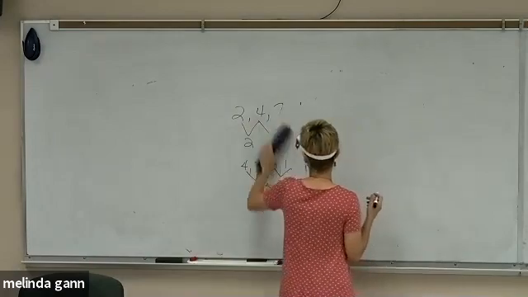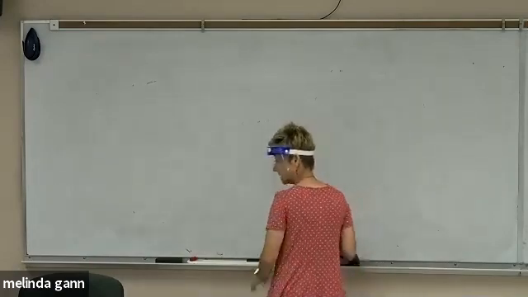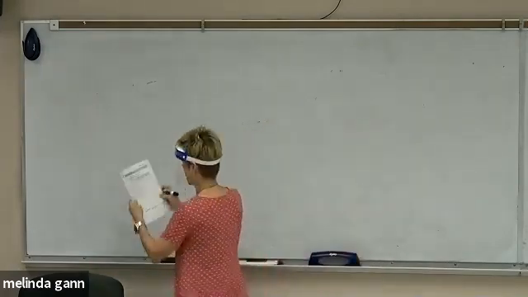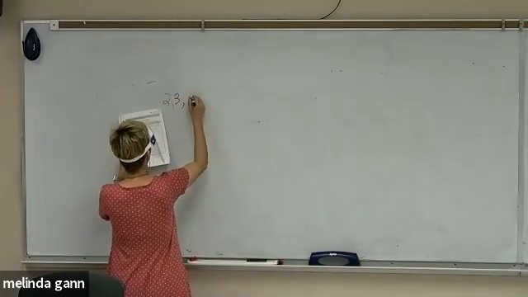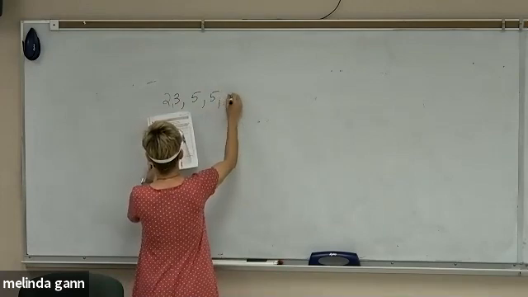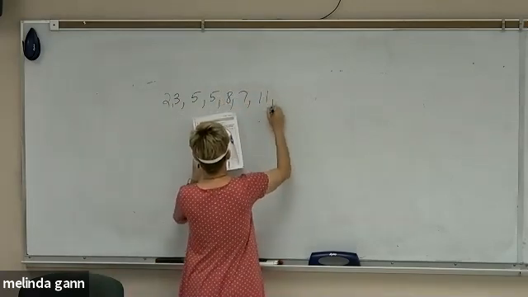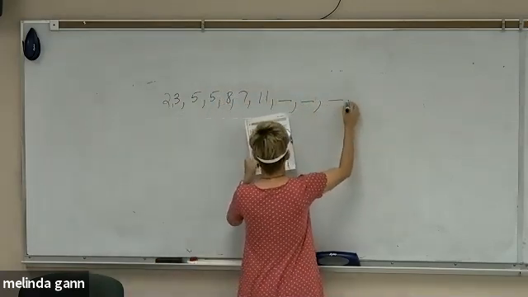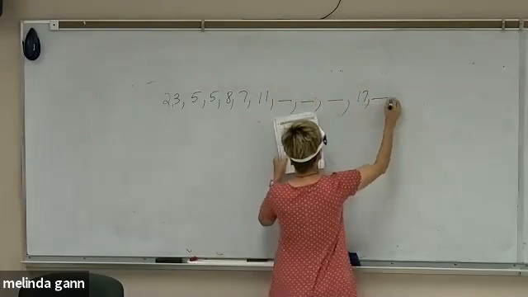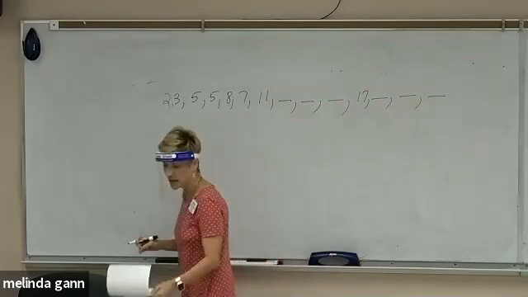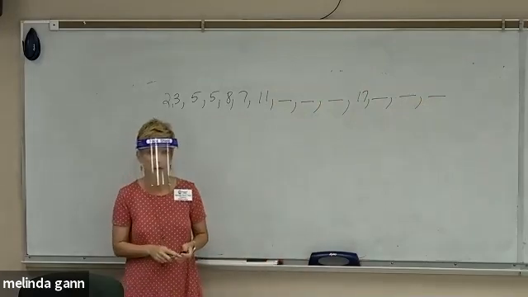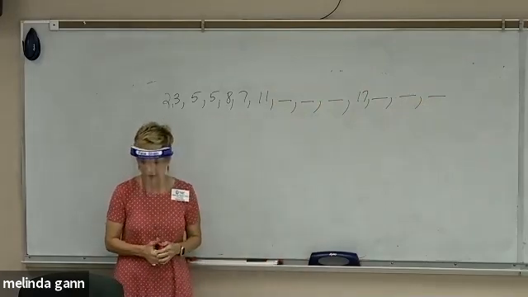All right? So let's see what we've got. 2, 3, 5, 5, 8, 7, 11, blank, blank, blank, 17, blank, blank, blank. All right, does anybody figure out something to put in the blanks? All right, tell me what you got.